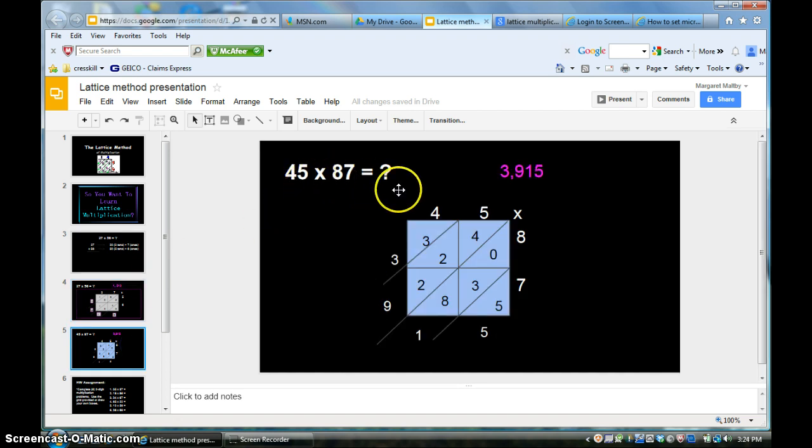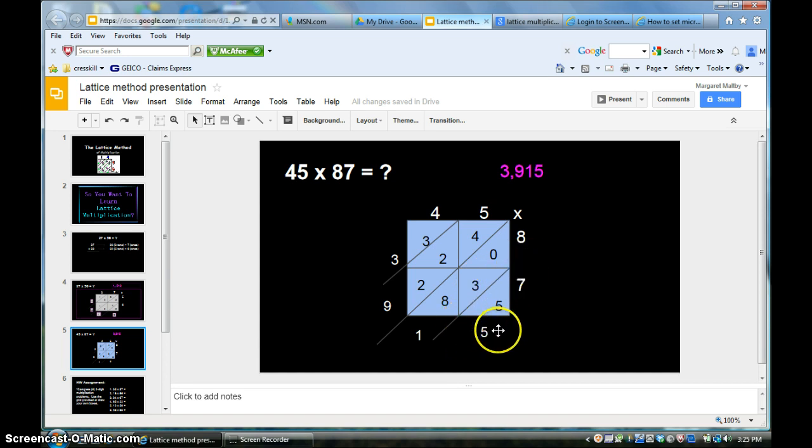Now we'll try 45 times 87. Still double digits, set up our box the same way. 4 times 8 gives us 32. Write it in the box the same way we did the last time. 5 times 8 gives us 40. Again, the 4 in the top of the box representing tens and the 0 representing ones in the bottom section of the box. Now 4 times 7 gives us 28. The tens on top, the ones on the bottom, and 5 times 7 giving us 35. Tens on top, the ones on the bottom.